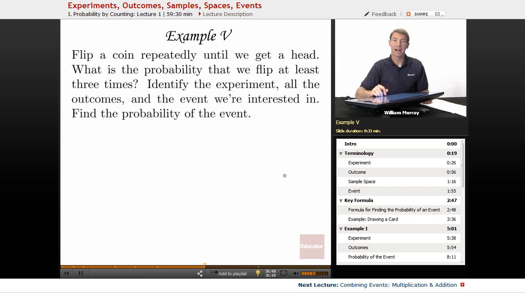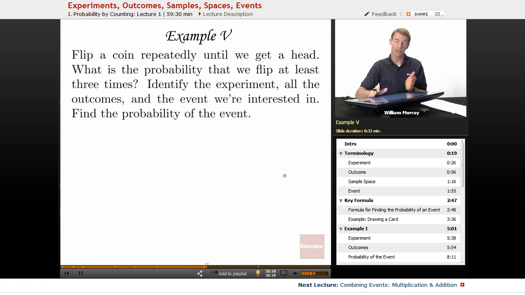So for example 5, it's a little bit different from some of the others. We're going to flip a coin repeatedly until we get a head. And I want to calculate the probability that we're going to flip at least 3 times. So the idea is we keep flipping this coin over and over again. As soon as we see a head, we stop, and then that's the number of flips that we've done in total. What's the probability that that number will be 3 or greater?